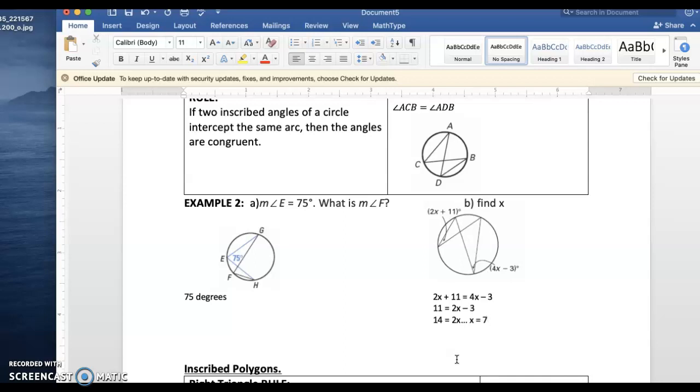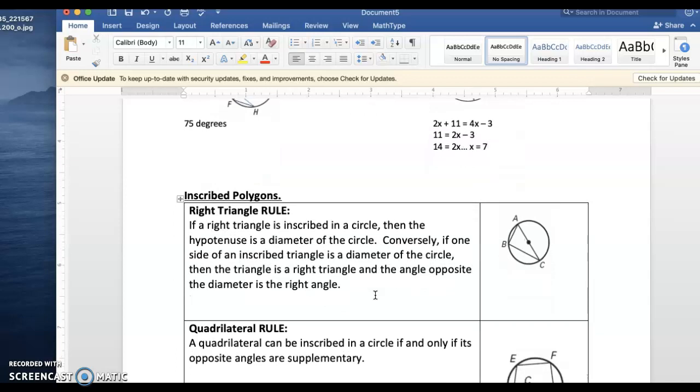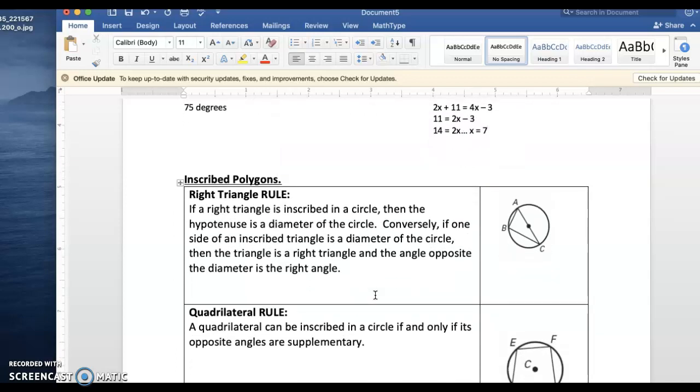Just be careful on your homework. It might actually ask you to find the angle measure, so you would have to plug your variable amount back in. The last part of this section talks about what if different shapes were being constructed within a circle.